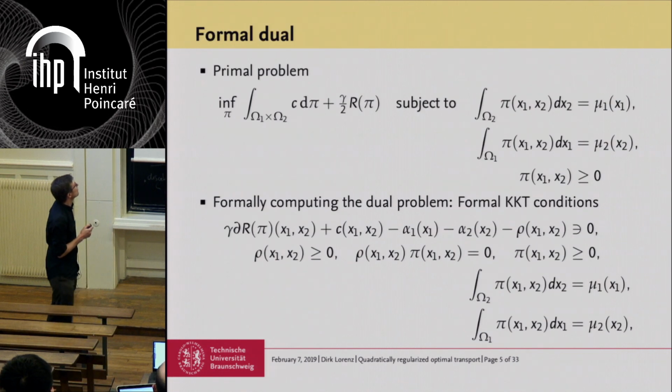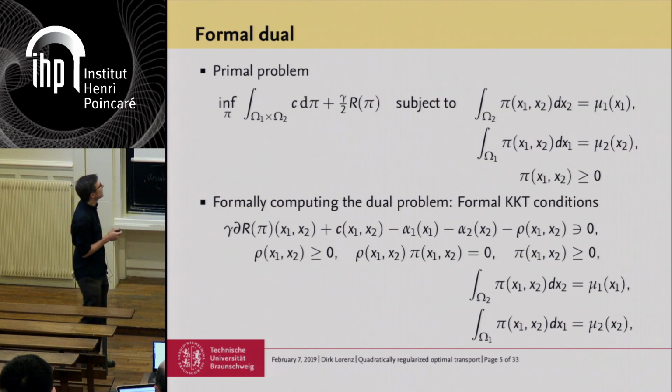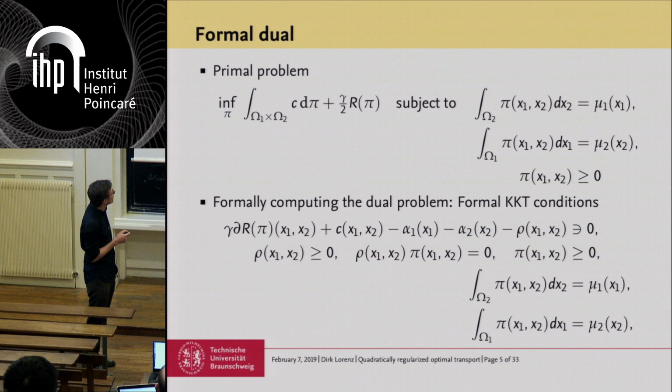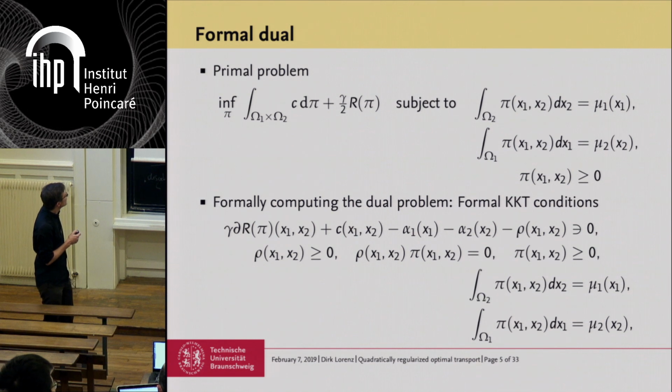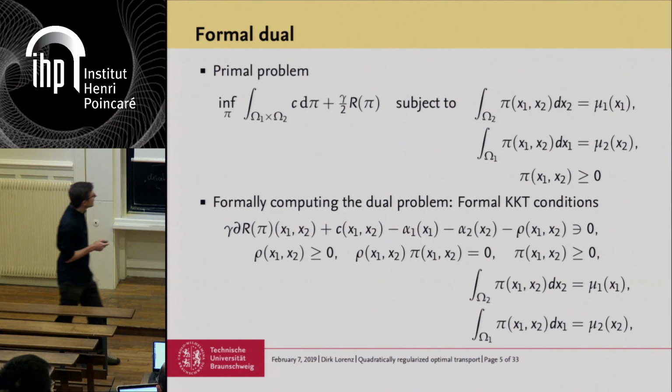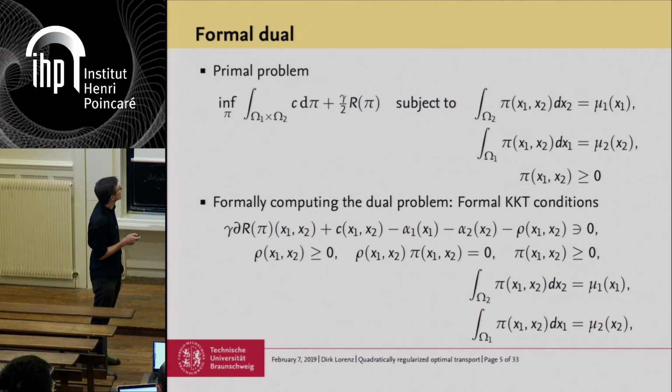So this is our primal problem. We can think about the dual problem by writing down the formal KKT conditions. Remember that there's a positivity constraint, so we get a Lagrange multiplier for all three constraints here. One Lagrange multiplier alpha 1 for the first constraint, alpha 2 for the second constraint, and some rho for the third constraint. And this is a subgradient here. And this is the coupling for the inequality constraint here. And these are the two equality constraints. We keep them as they are.